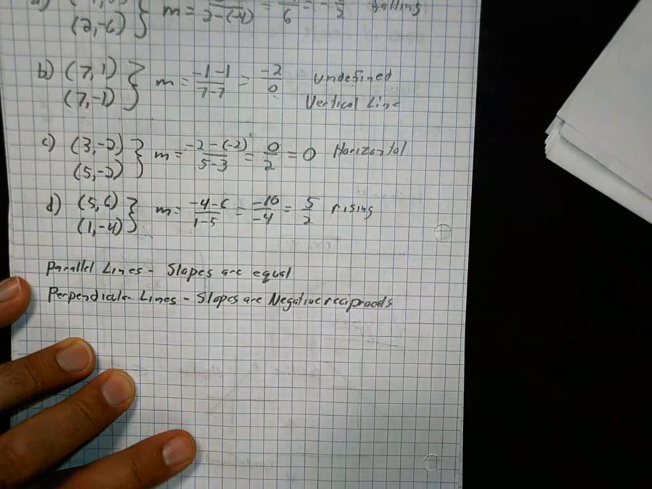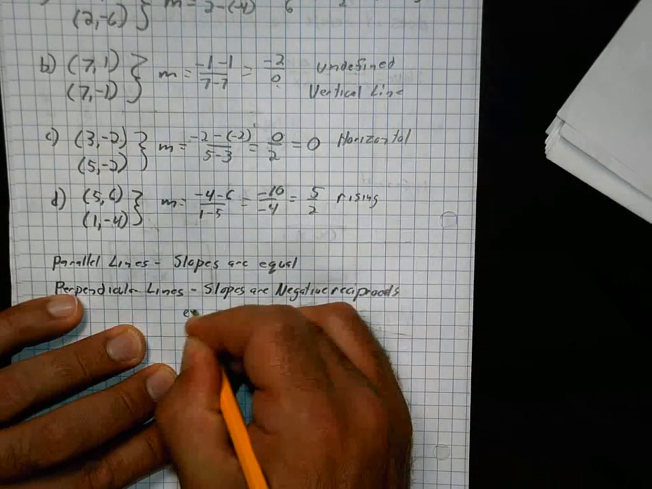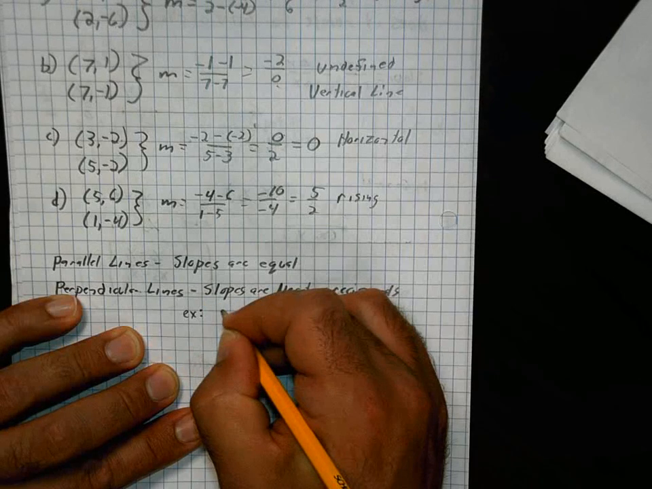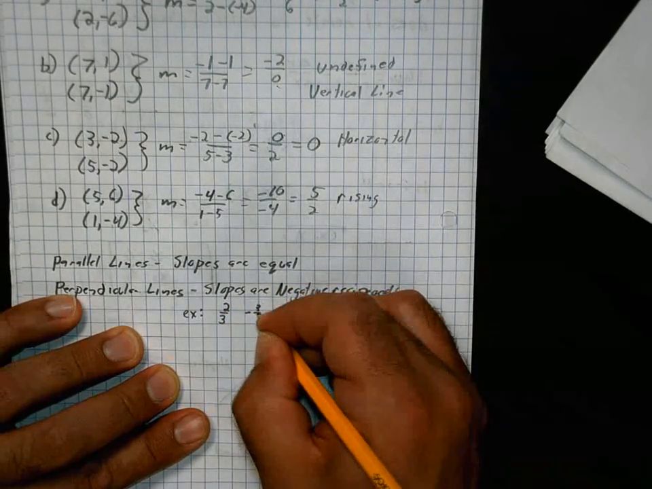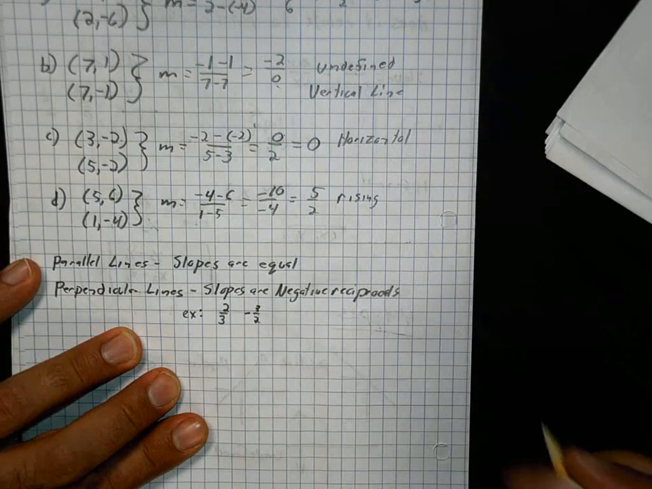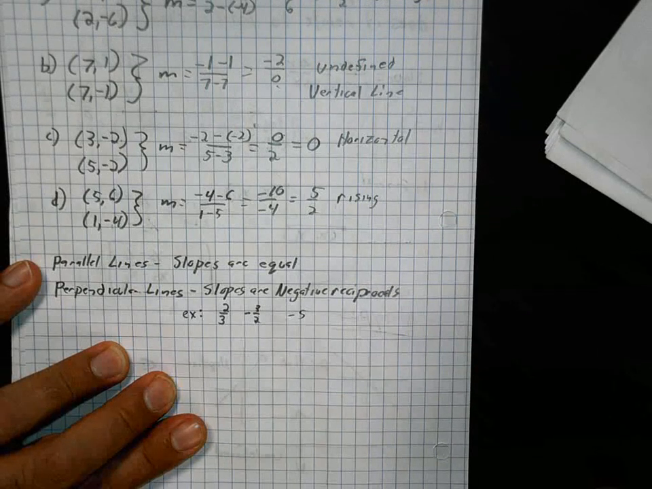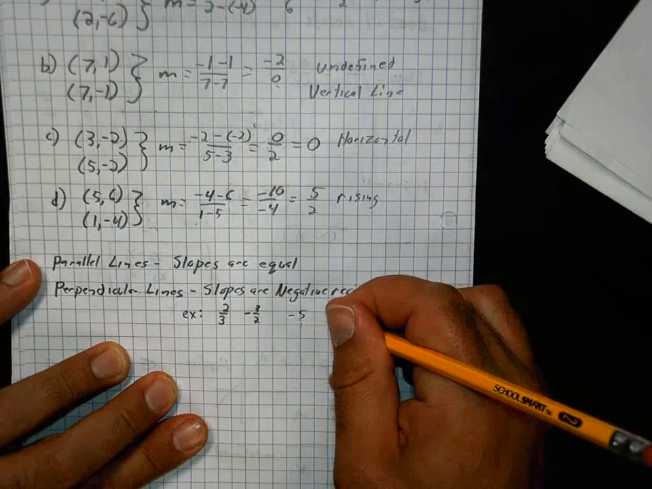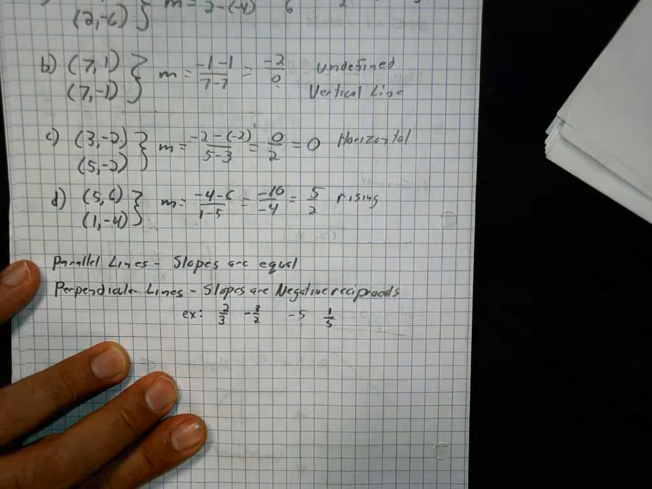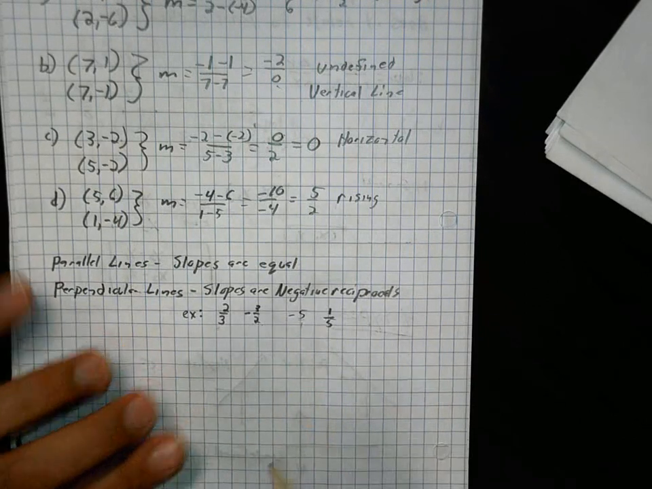Okay, what is a negative reciprocal? So if I have, say, 2/3, the negative reciprocal would be negative 3 halves. Or if I have negative 5 as a slope, what's the negative reciprocal? Well, we can always write this over 1. It would be positive 1/5. Okay, so these slopes would be perpendicular.